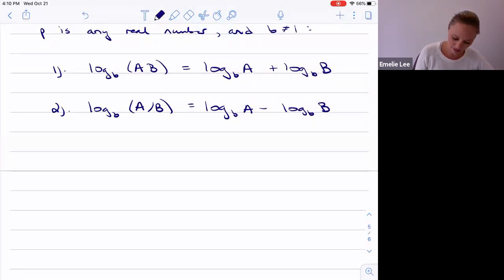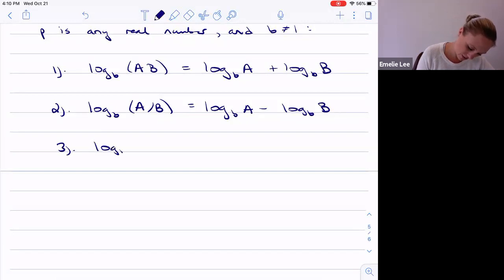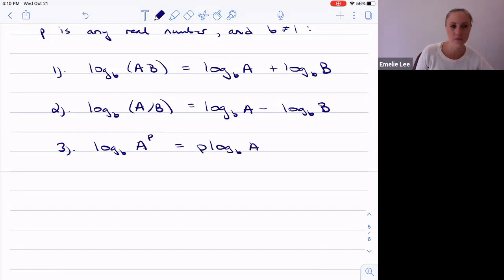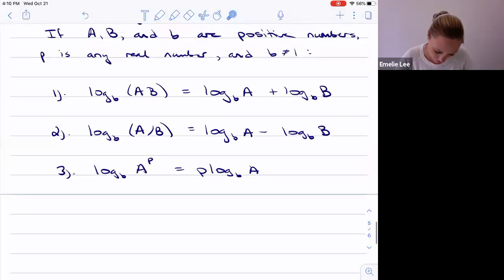And another frequent flyer is that if you have log base b of a to the power of p, you can drop that p in front or bring it back up if you have to: p times the log base b of a. So if you've got a power inside your argument, that's the same as the power times the log of the argument. That's really useful.